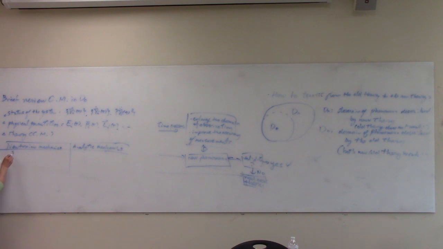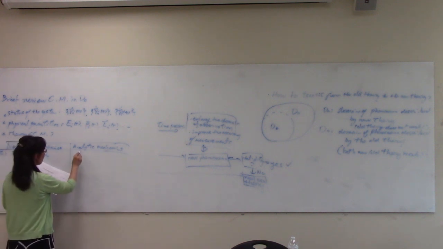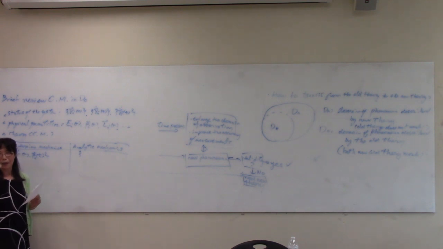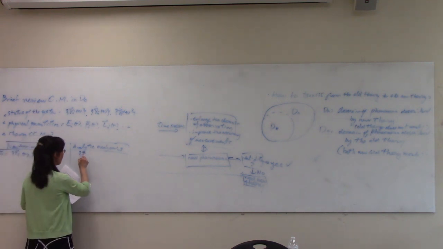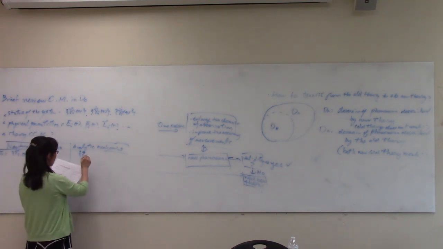In Newtonian mechanics, we use r and the linear momentum to characterize each particle, and then for an n-particle system, that is a state, right? The state of the system. But in analytical mechanics, we introduce generalized coordinates and generalized velocity. So we're going to use q_g.